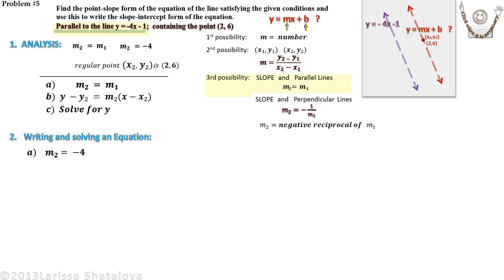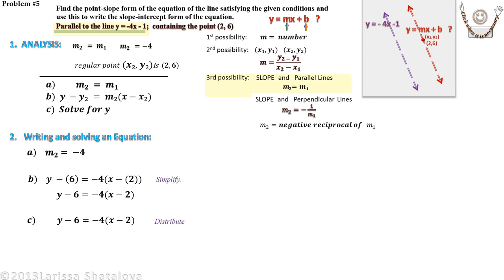Now we're ready to write point-slope form, replacing y first by 6, slope by negative 4, and x first by 2. Let's simplify. Drop the parentheses because our coordinates are positive. And now let's solve the equation for y, because we are looking for slope-intercept form.